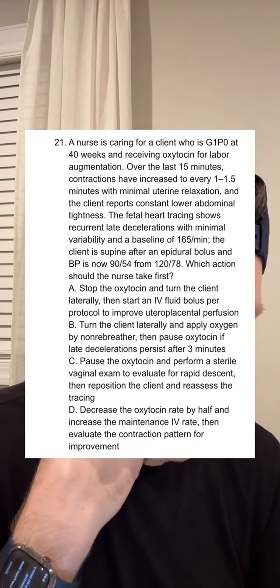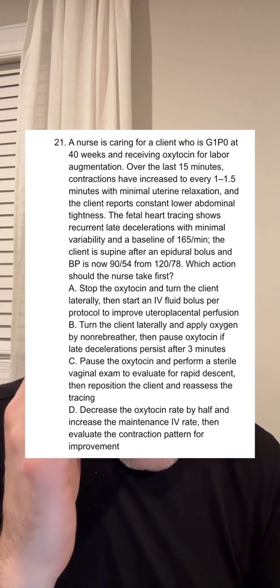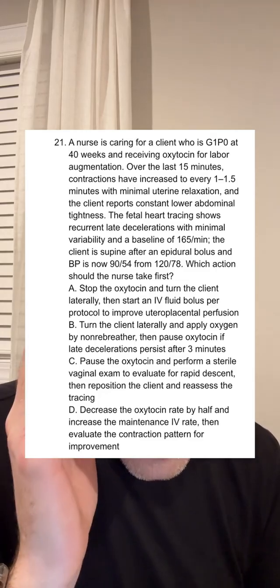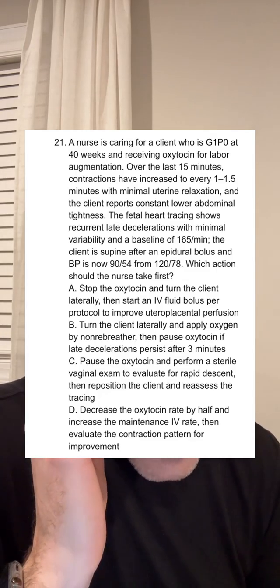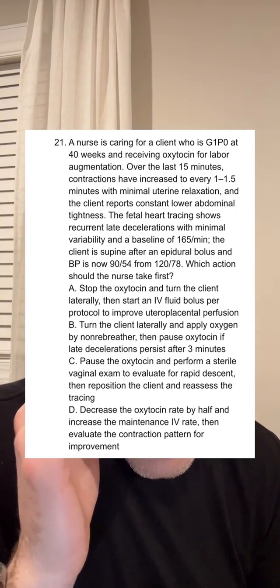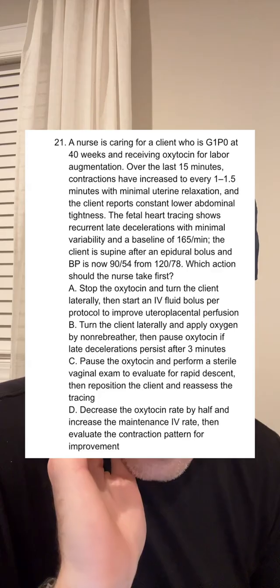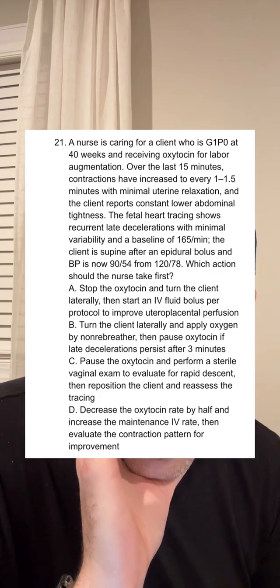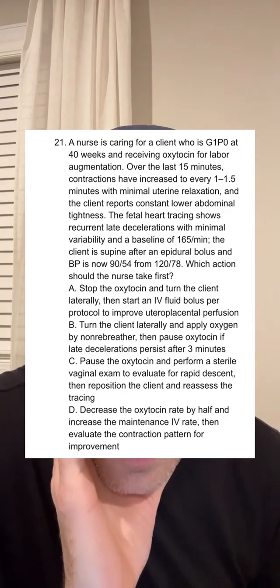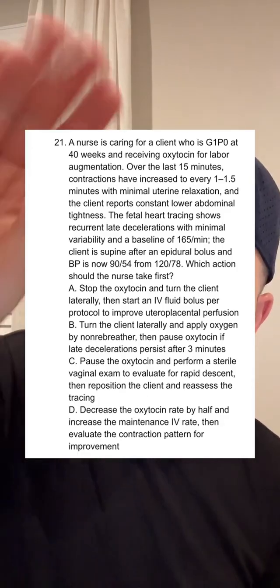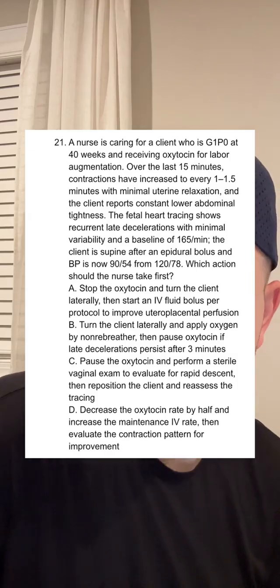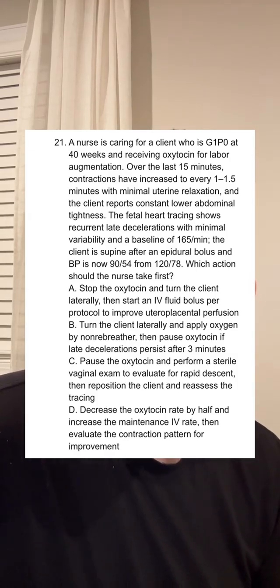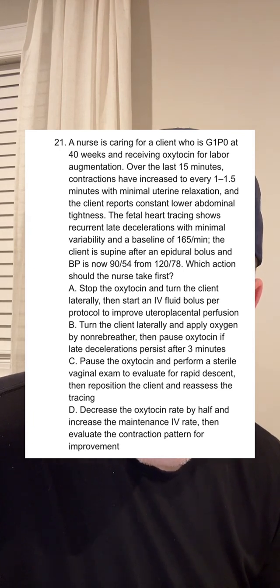All right, where are we at? 21. All right. Old G1P0 at 40 weeks receiving oxytocin. Are we intervening? Are we assessing, evaluating, or teaching? What are we doing, people? Afra says intervening, Claudia says intervening, and you guys would be correct. We will definitely be intervening. All right, and the answer is in fact A.